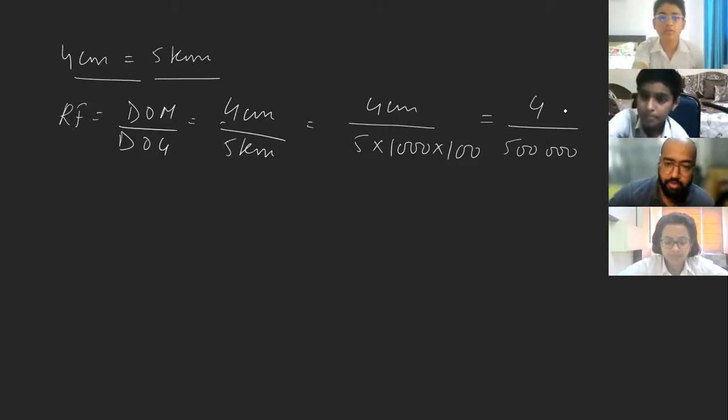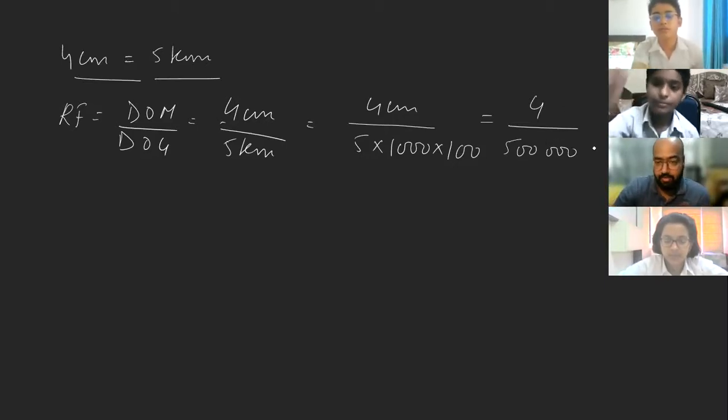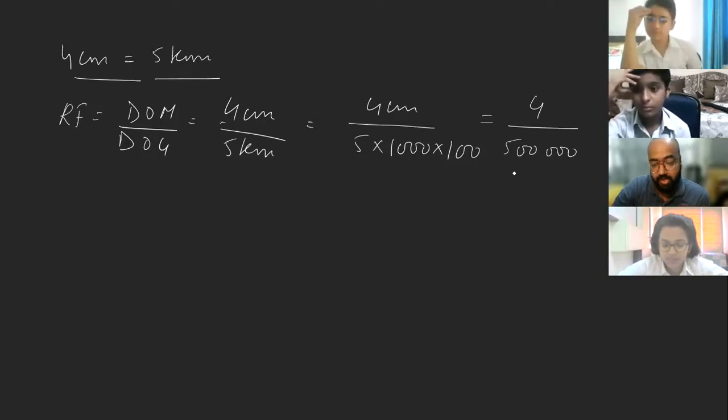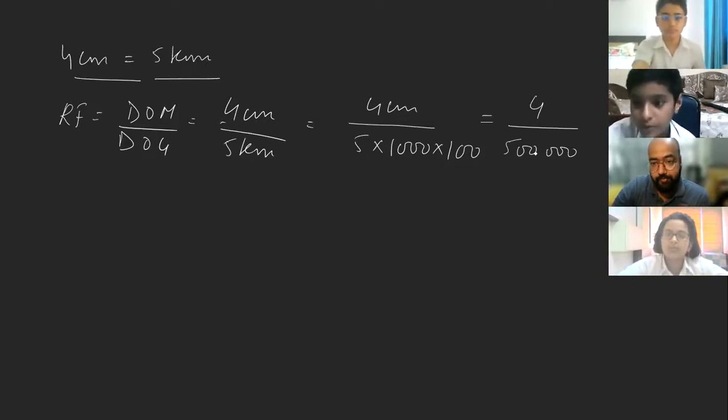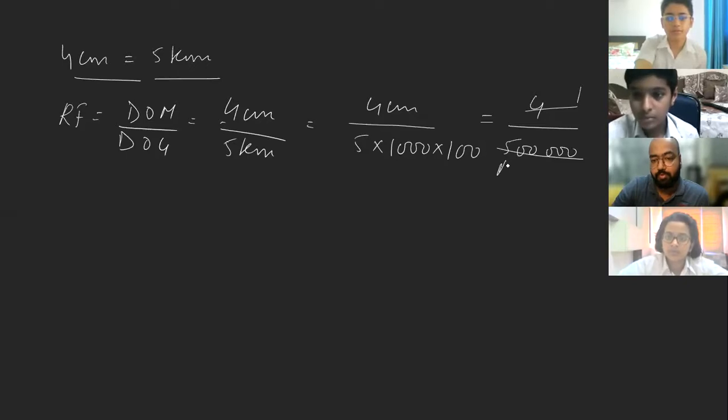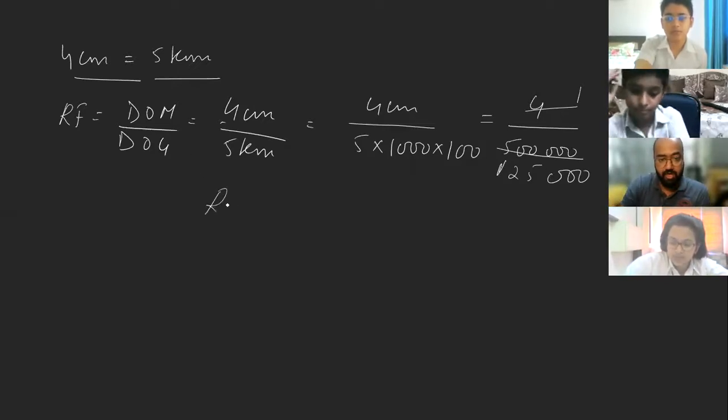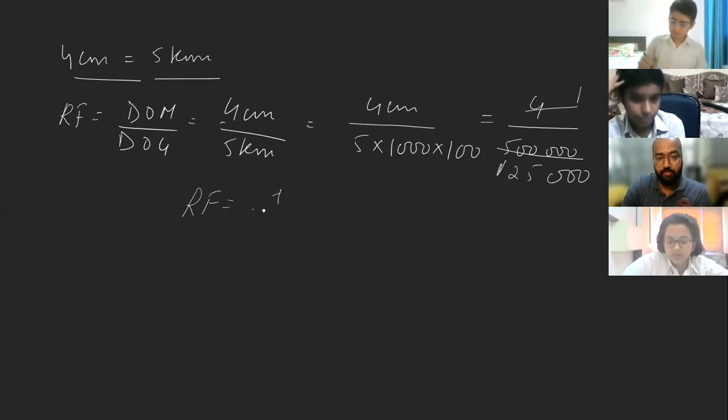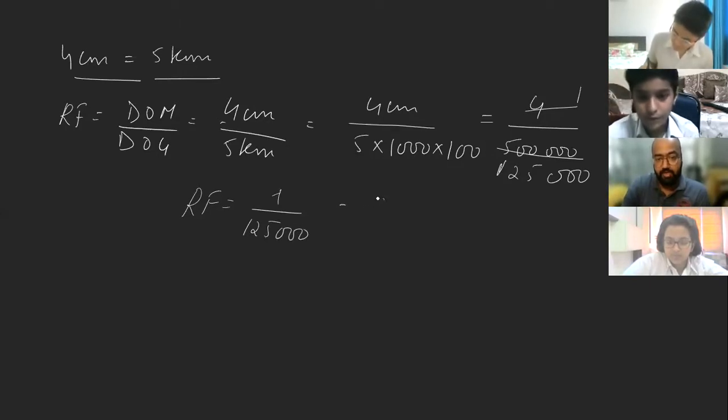Okay, fine. So 4 upon 5 lakh, I don't think it can be reduced. It can be reduced? Yes, sir, it can be reduced by 4, to 1 upon 125,000. Very good. So the RF will be 1 is to 125,000.